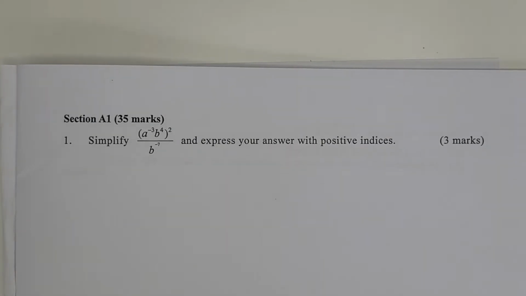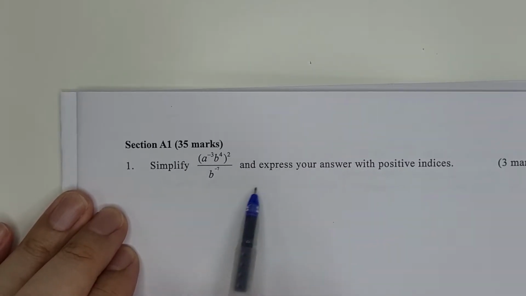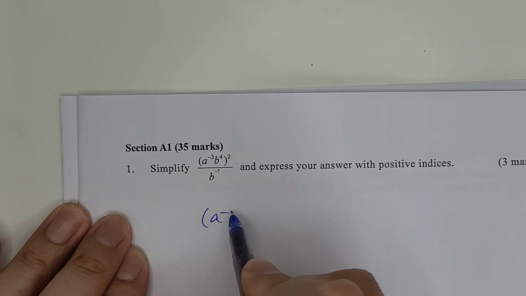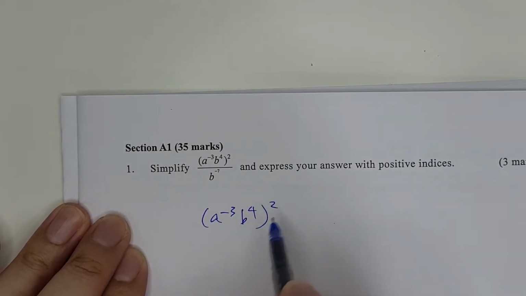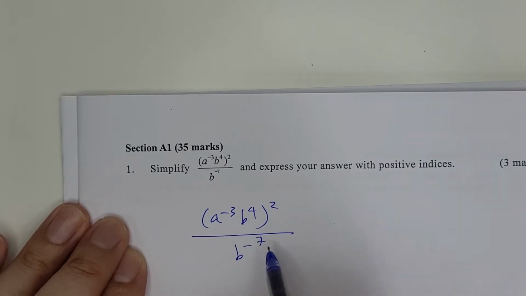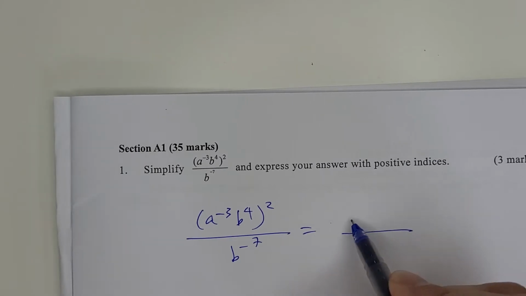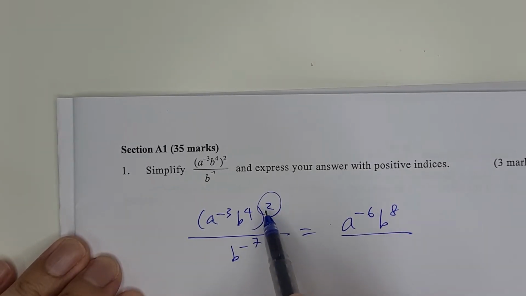Okay, let's check the solution of this paper. For question 1, simplify this expression and give your answer with positive index. So first step, a to the power negative 3, b to the power 4, bracket squared, over b to the power negative 7. It can be changed to a to the power negative 6, b to the power 8. Okay, you just multiply this index 2 inside each of them.